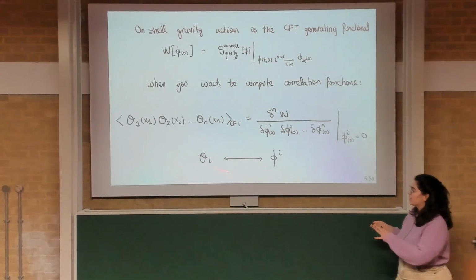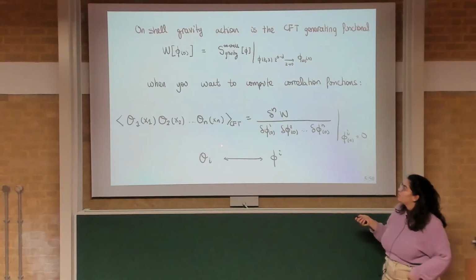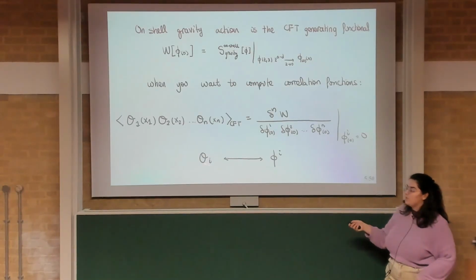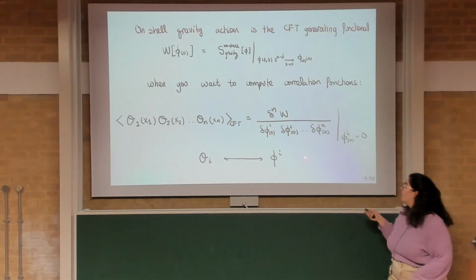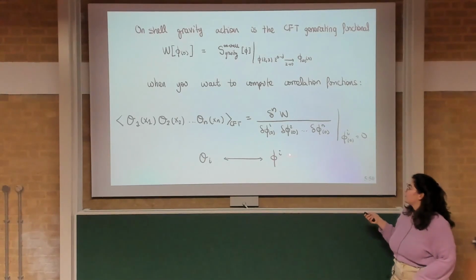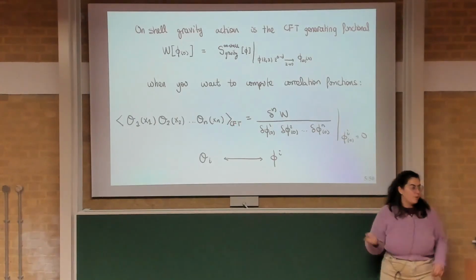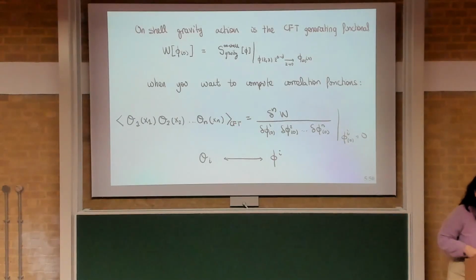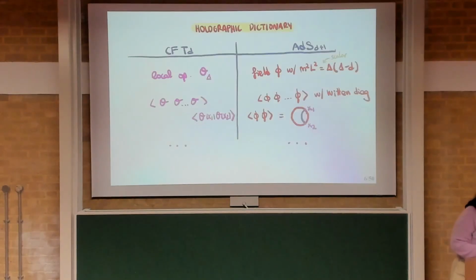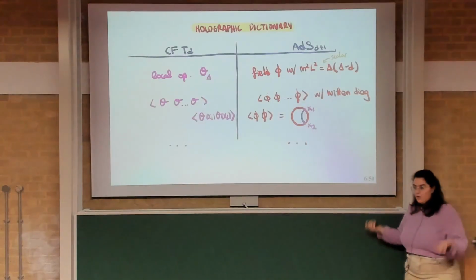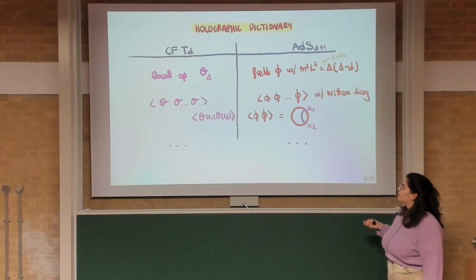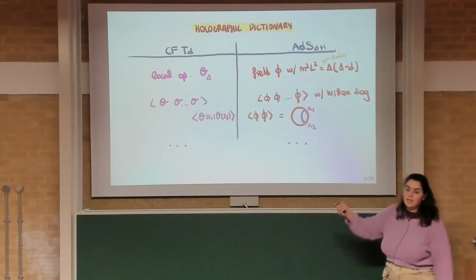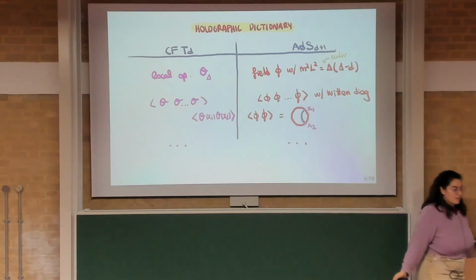So one ingredient of the holographic correspondence is this map between operators in the conformal field theory and fields in the gravity theory, and then this recipe for the correlation functions. And in all these last 25 years, many people have been working on developing this dictionary.